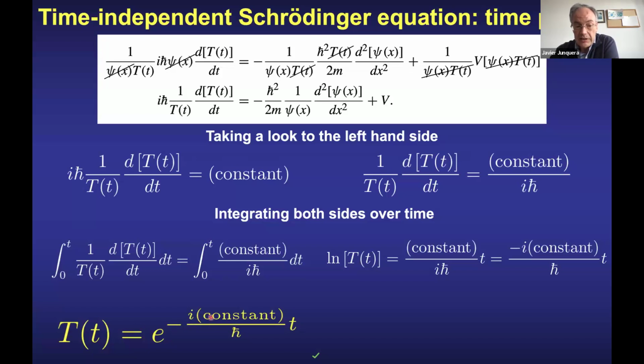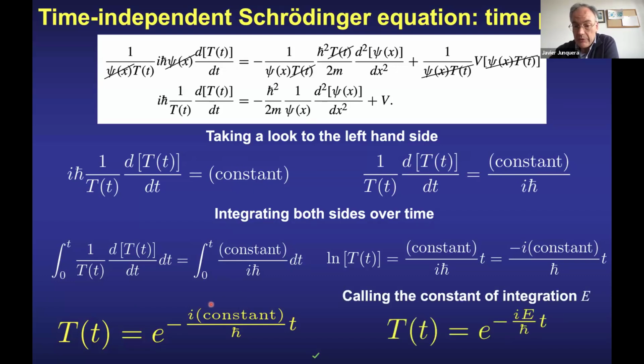And if I call this constant equal to E, I have this final form for the time dependent part of the solution of the Schrödinger equation. Okay, so that's for the time dependent part. So here I am considering what's happening at the left-hand side of the equation. So now we can take a look at what will happen at the right-hand side of the equation.